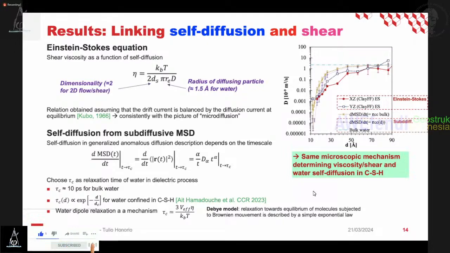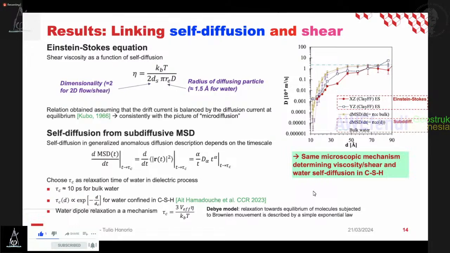A problem with subdiffusion is that you cannot use the Einstein equation for diffusion anymore. So we have to adapt. What you can do is to define a diffusion coefficient, but associated to a given time scale. So that's exactly what this equation is saying here. We can define a diffusion coefficient, but for a given time scale.